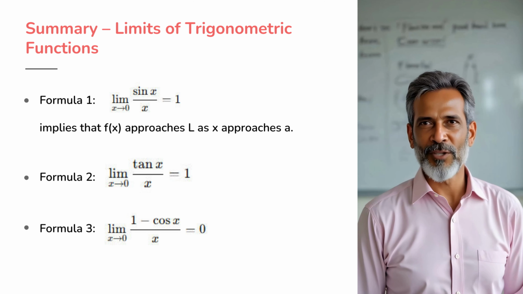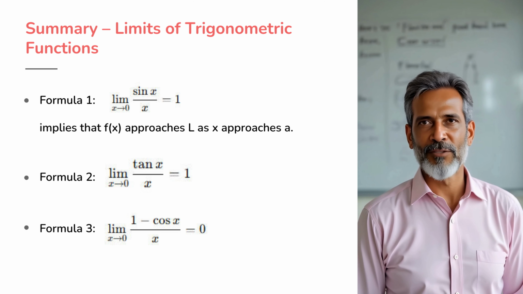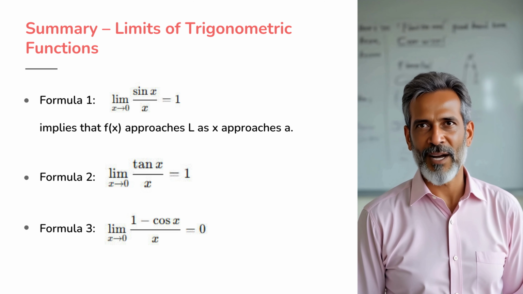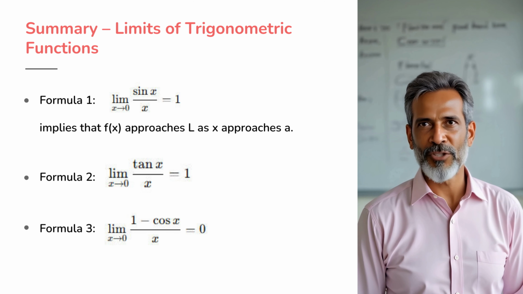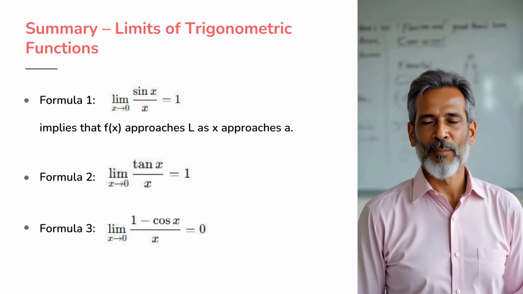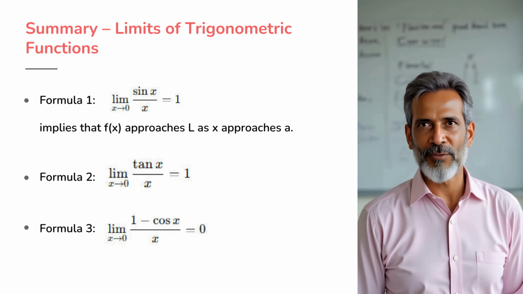Let's wrap up what we learned today about limits of trigonometric functions. Remember these formulas. First, limit as x approaches 0 of sine x over x equals 1. Second, limit as x approaches 0 of tangent x over x equals 1. Third, limit as x approaches 0 of 1 minus cosine x over x equals 0. The secret to resolving tricky limits is to use these identities and substitution methods skillfully.